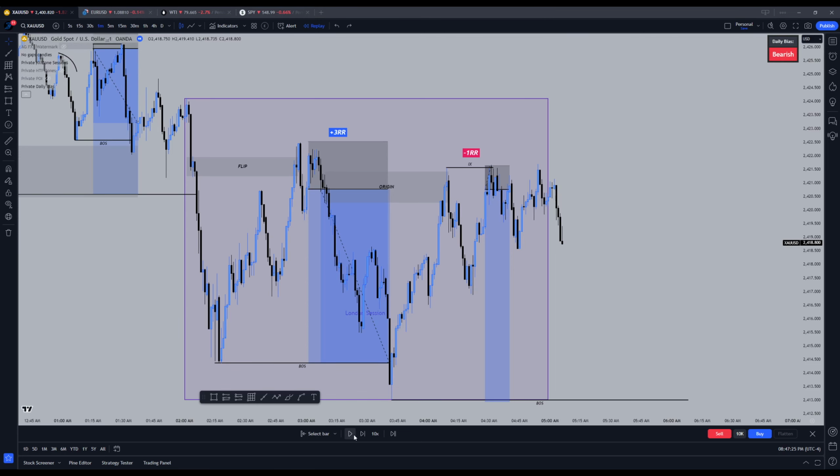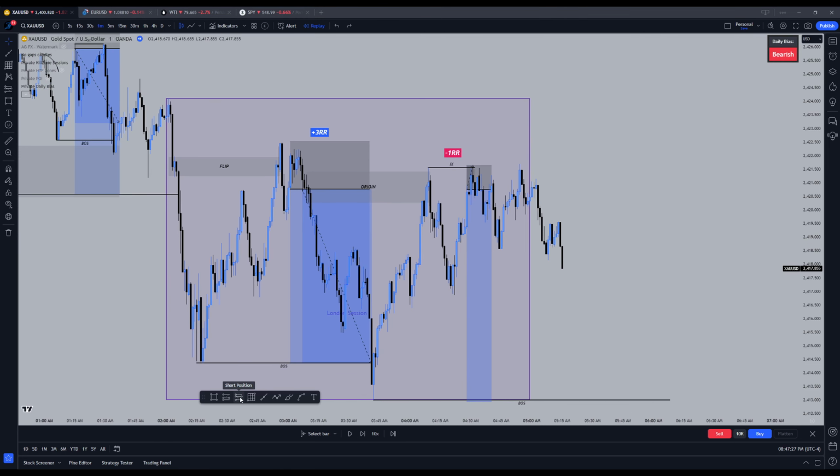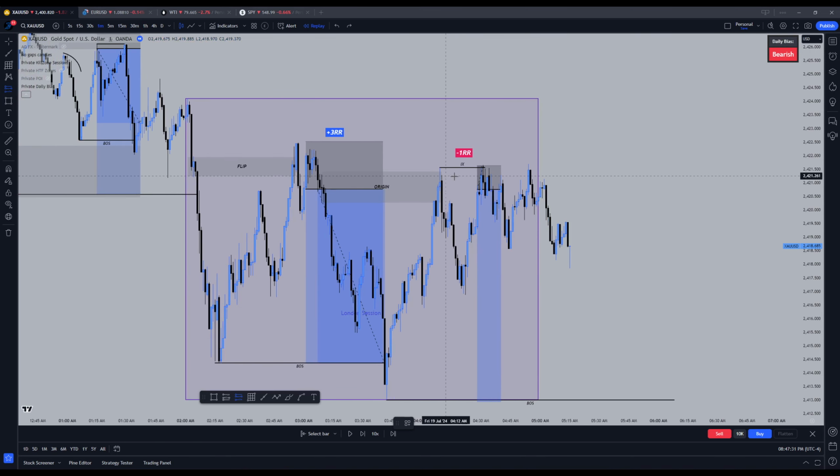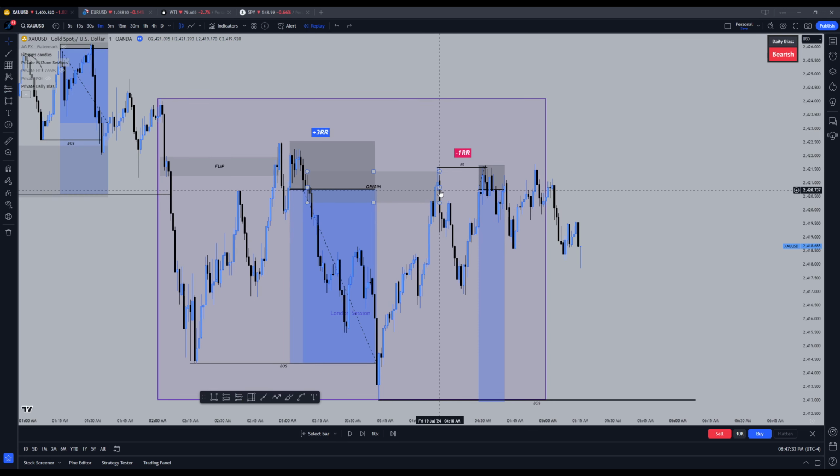Yeah, that basically happened to me. Took a 1 hour loss here. I did not re-enter here. I probably should have, but typically my rule is I take one confirmed entry per POI.